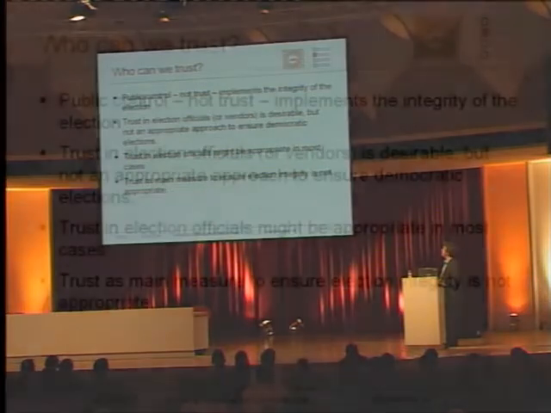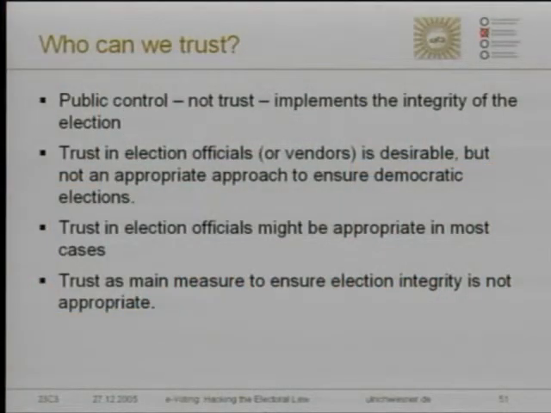This is my last page. Who can we trust? In elections, public control, not trust, implements the integrity of the election. So trust in election officials or vendors is desirable, but not an appropriate approach to ensure democratic elections. Trust in election officials might be appropriate in most cases, but it can't be the only measure which ensures the integrity of an election. Thank you.